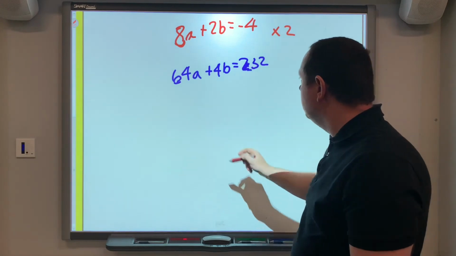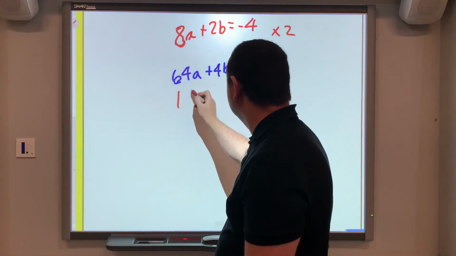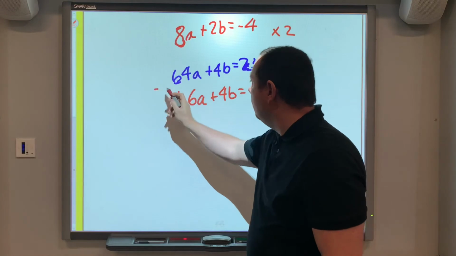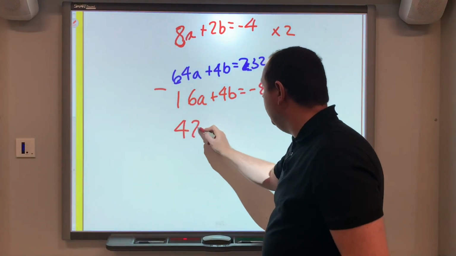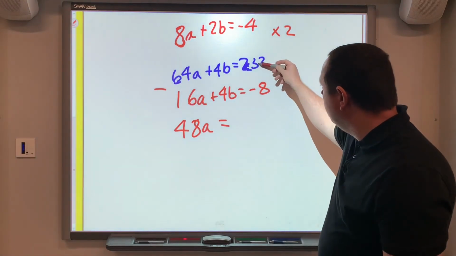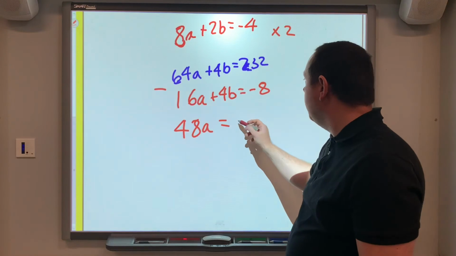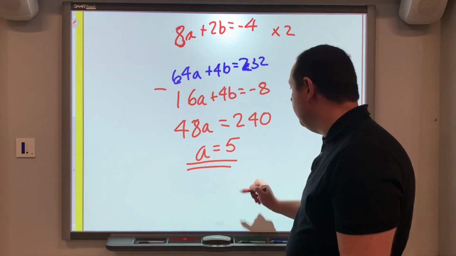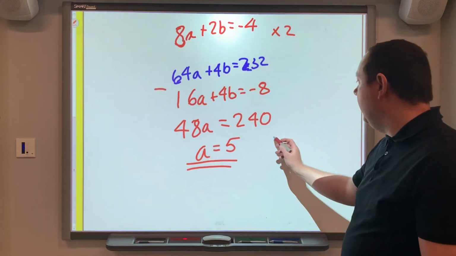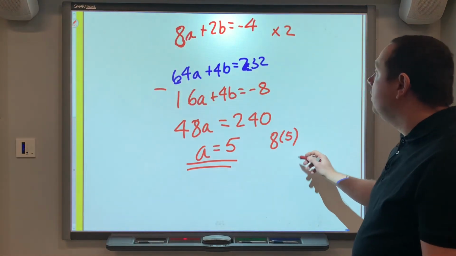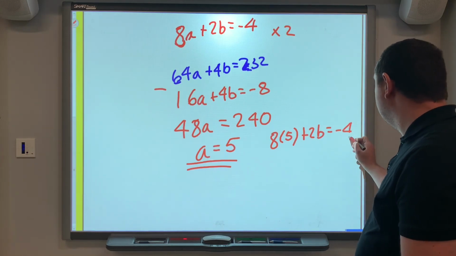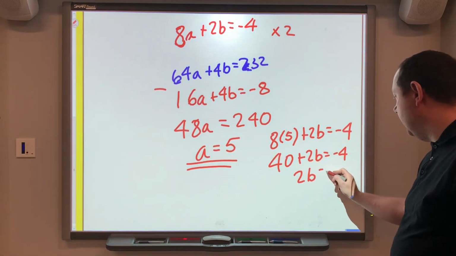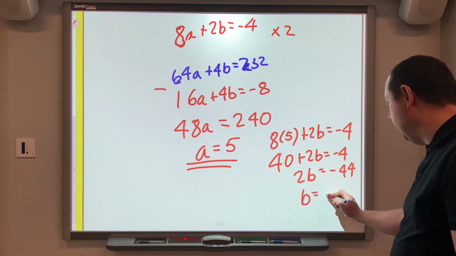Times the top equation by 2, so we get 16a plus 4b equals negative 8. So now we can just take away the top and the bottom equation. 48a equals 232 minus minus 8, so plus 8. 240, which means a equals 5, divided by 48. Now let's work out our b. So we've got 8a, 8 times 5, plus 2b equals minus 4. 40 plus 2b equals minus 4. So 2b is negative 44. So b must be negative 22.